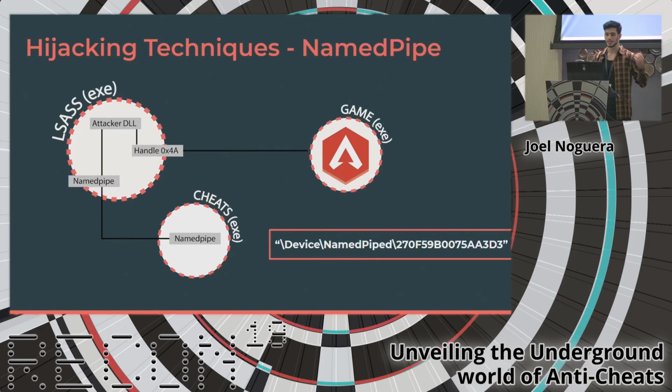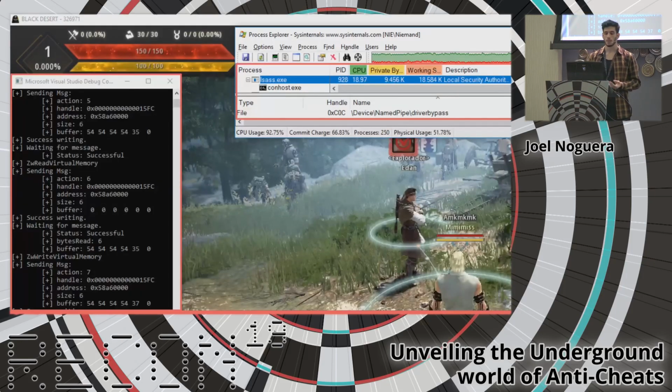So, as Daniel did, we also tried named pipes. We went ahead and started seeing how we could implement this. The thing that you see here is how a handle for a named pipe is usually seen on the system. So by using this handle, we injected it inside of LSASS, and we got our first bypass. We bypassed Code 3 for Black Desert, and this one was quite easy.